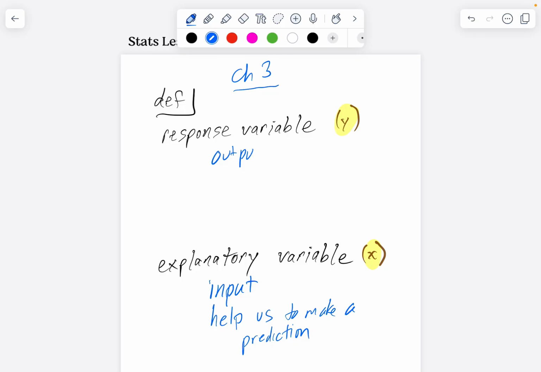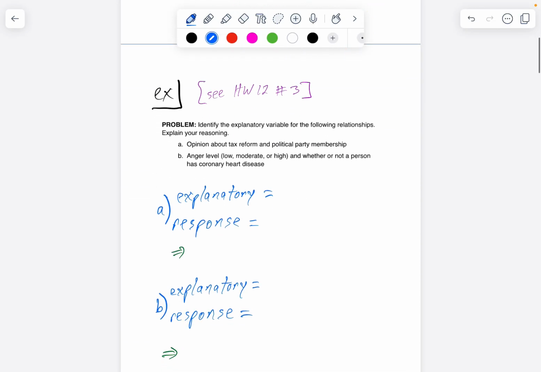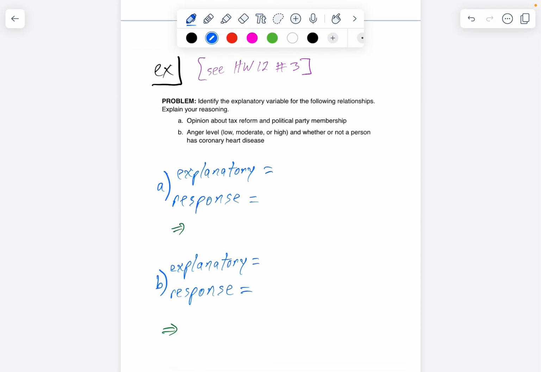So the response variable is the output. It might be the reaction. It might be the dependent variable. And it's going to be sort of the outcome. So will knowing one thing help us predict another, for example? To make it more specific, we'll look at a couple of examples here on this next slide.